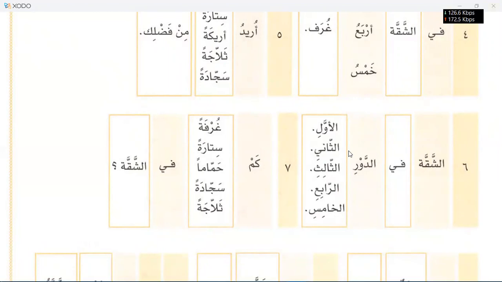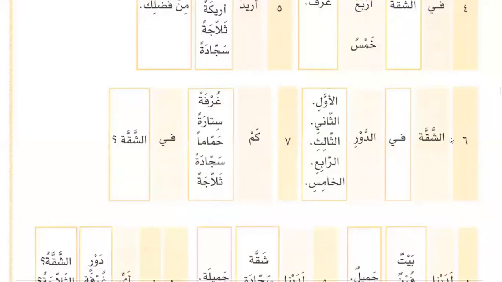Miss Noorul Jannah. Yes, sir. Ashakatu fi dawr al-awwal. The apartment is on the first floor. Ashakatu fi dawr al-thani. The apartment is on the second floor. Ashakatu fi dawr al-thalith. The apartment is on the third floor. Ashakatu fi dawr al-rabi. The apartment is on the fourth floor. Ashakatu fi dawr al-khamis. The apartment is on the fifth floor.